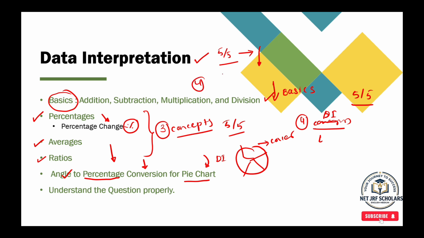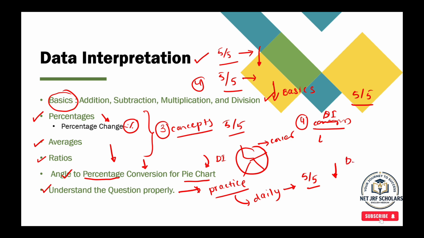Why do candidates fail to attempt these questions? Why do candidates get very few marks in the data interpretation chapter? Because they fail to understand the question properly. So how can we understand the question properly? It is only by practice. You need to practice the questions daily. That alone gives you a proper understanding of the question, and you can answer all the questions correctly. I will show at the end of this video where you can practice the questions from DI.